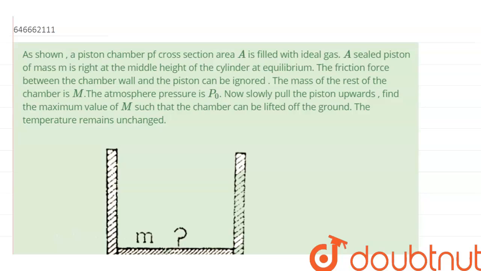Now slowly pull the piston upwards. Find the maximum value of M such that the chamber can be lifted off the ground. The temperature remains unchanged.